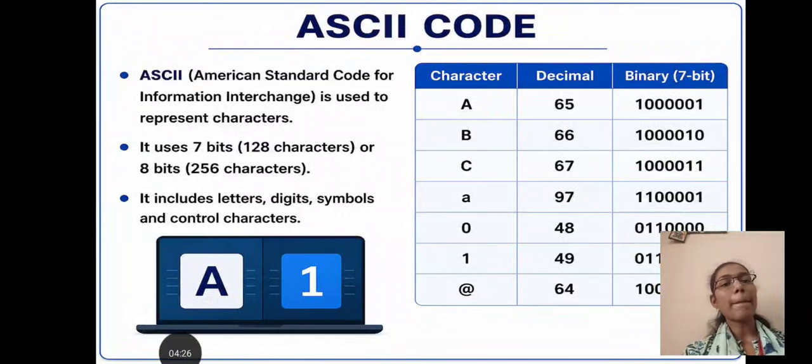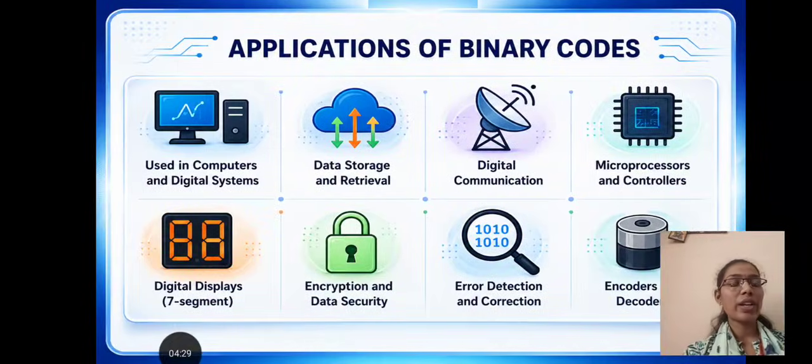So these are the basic codes, divided into weighted and non-weighted binary codes, and this is how they work. And last, applications of binary codes. Binary codes are used in computers, digital storage, digital displays such as 7 segments, data encryption and security, and communication systems. Binary codes are also used in displays, encoders and decoders. Almost every digital device uses binary information. Digital communications and microprocessors are controlled by them. So these are the applications of binary codes.